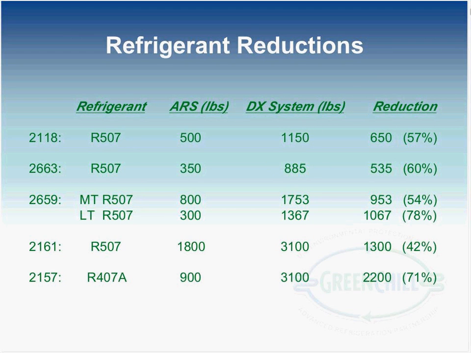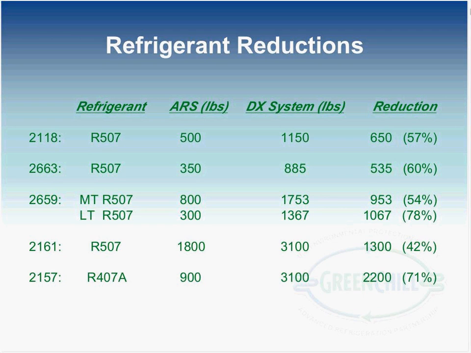So what I've done in this slide here, again, we're showing our primary refrigerants in that first column beside the store numbers, what the advanced refrigeration system total charge is at that store. The DX system column is what our corporate average capacity charge is for those specific prototypes.